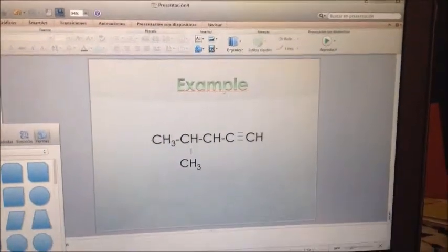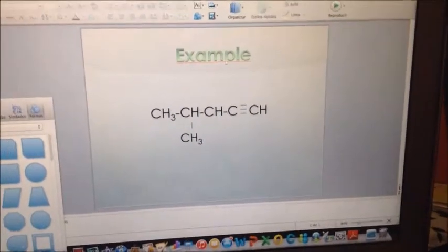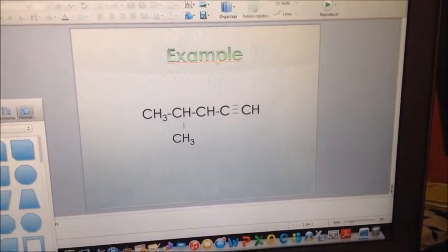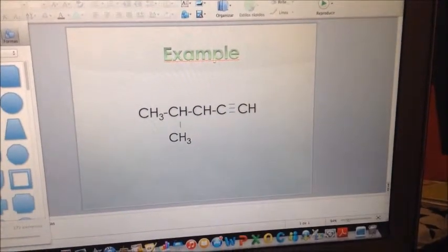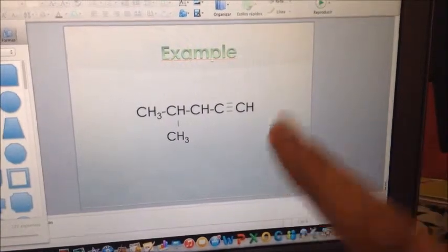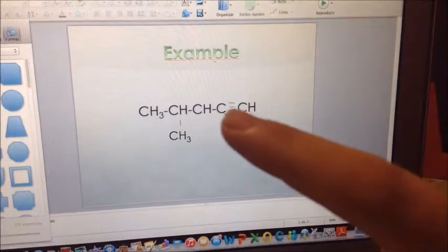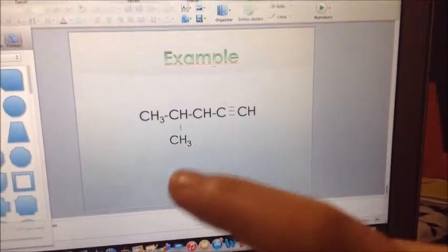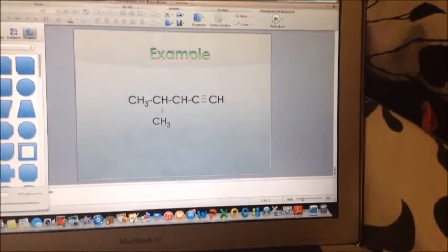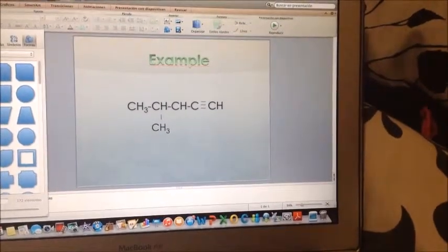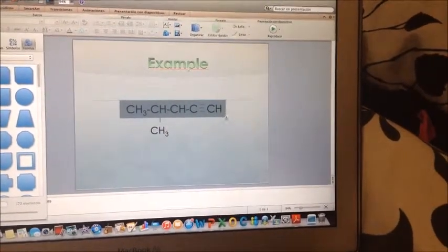Here is an example of an alkene, and I will show how to name it. First, you have to recognize the longest chain that contains the double bond. Here you can count 1, 2, 3, 4, and 5. And also here 1, 2, 3, 4, 5. So it is up to you, but I will choose the one that is easier to recognize, that is the horizontal one.